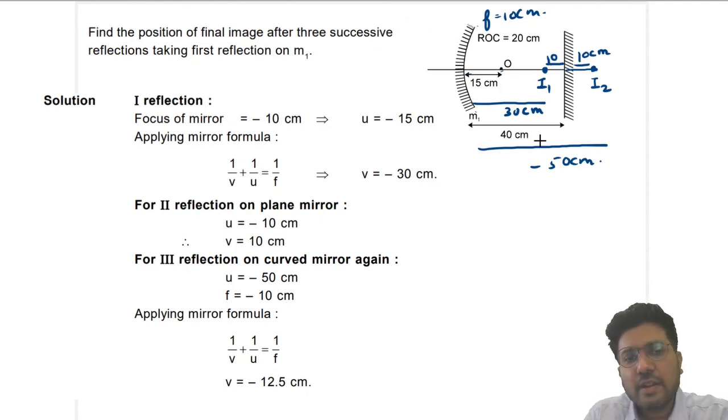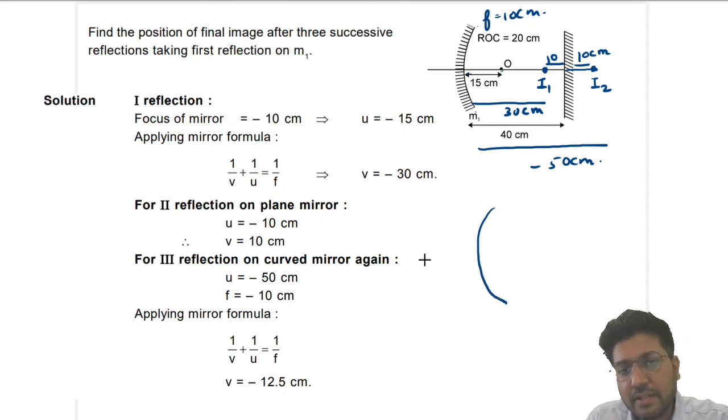All right. So I'll write u is equal to minus 50 centimeter. f is equal to again minus 10 centimeter. When you apply the mirror formula, you will get v is equal to minus 12.5 centimeter. Okay, so this is the final image, minus 12.5 centimeter, minus means in front. So you will say that the image is at this position, minus 12.5 centimeter. Okay, this is the final image somewhere here.